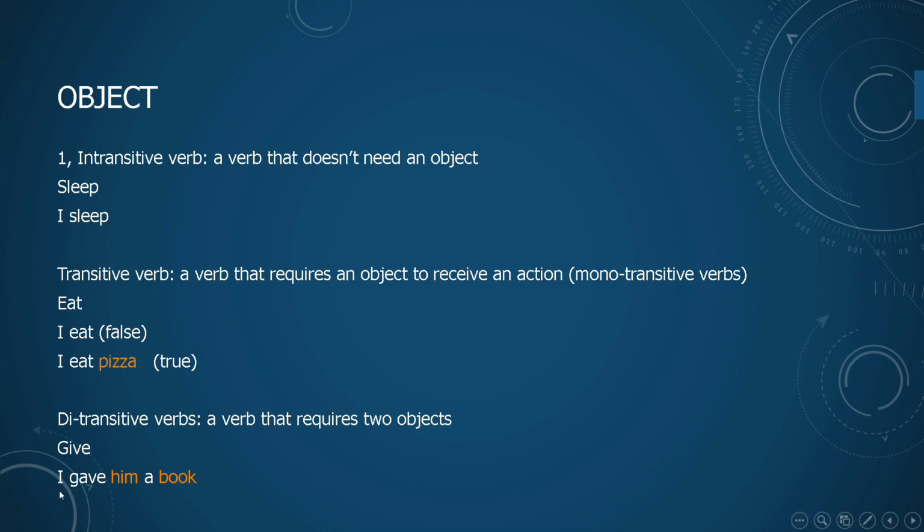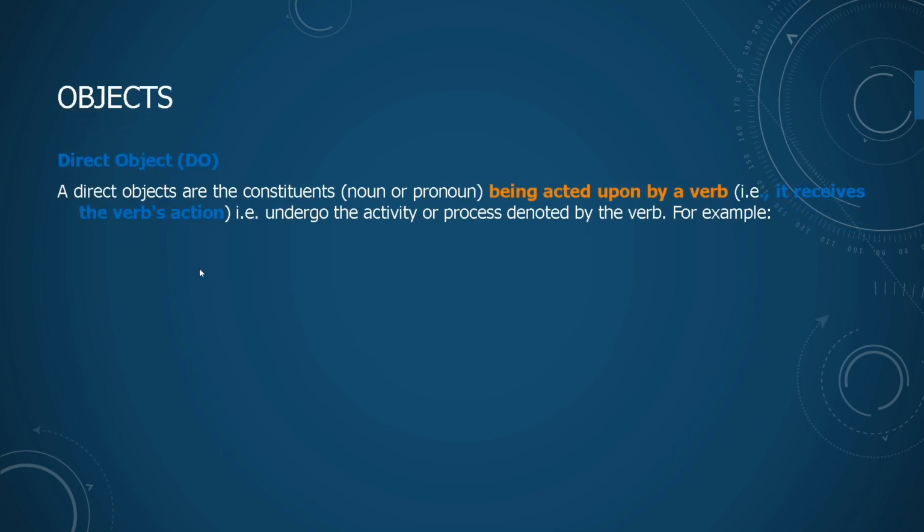So, briefly, an intransitive verb is a verb that does not need an object. The meaning is okay even without an object. A monotransitive verb is a verb that requires one object. A ditransitive verb is a verb that requires two objects. And then we have the first type, which is the direct object. What is the definition of an object? An object is a word that is being acted upon by a verb.